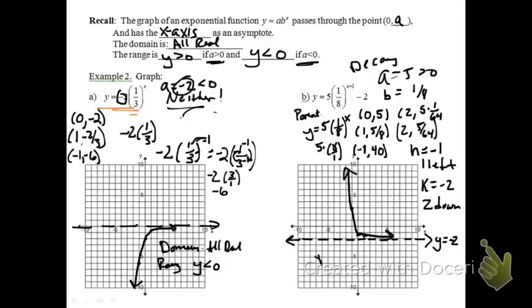Let's talk about the domain real quick. The domain would be all real, and the range would be all y values that are strictly greater than that asymptote at -2, because we have all y values above it.